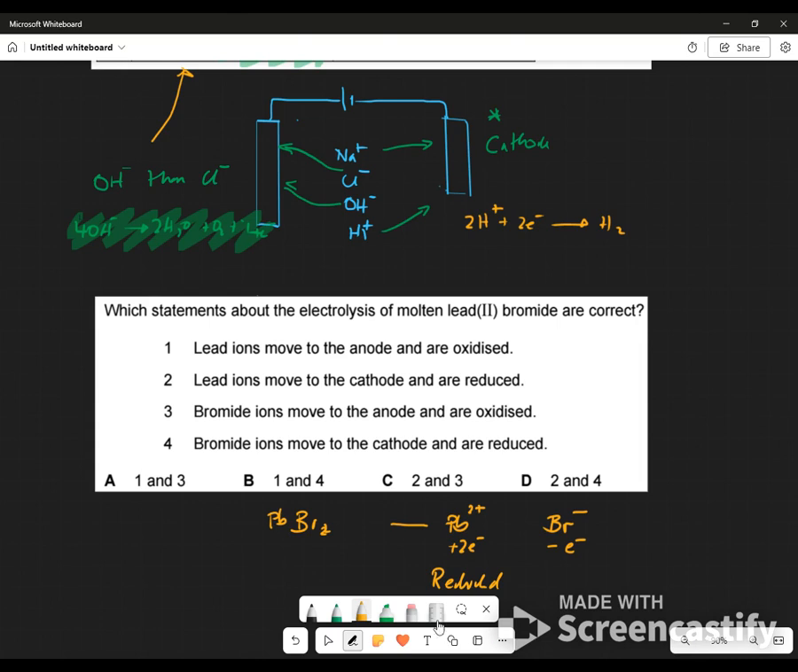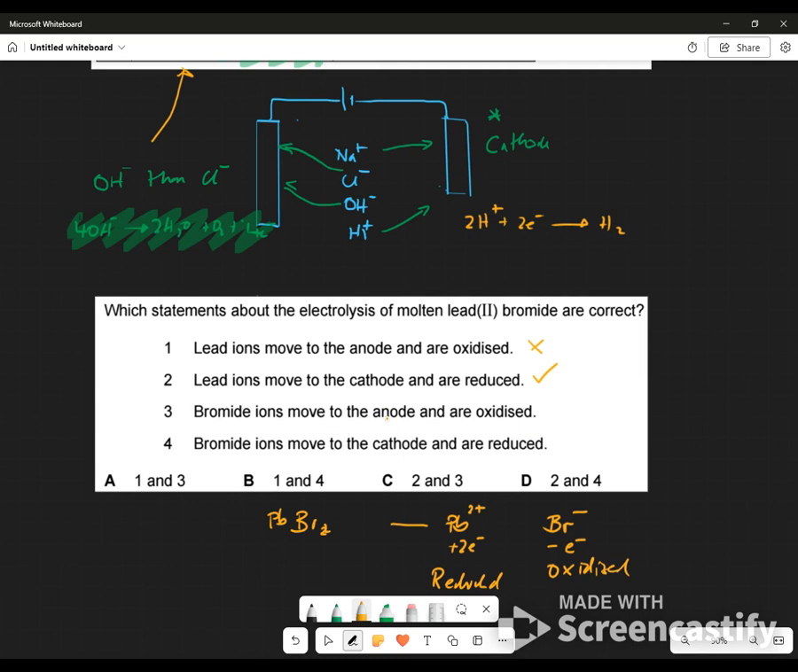One's going to be reduced. So lead ions move to the anode where they're oxidized. They don't, do they? The lead ions move to the cathode. So that's wrong. Lead ions move to the cathode and are reduced. Yes, that is right. They go to the cathode and you give them electrons, which is reduction.